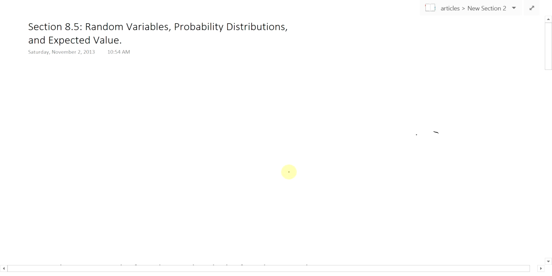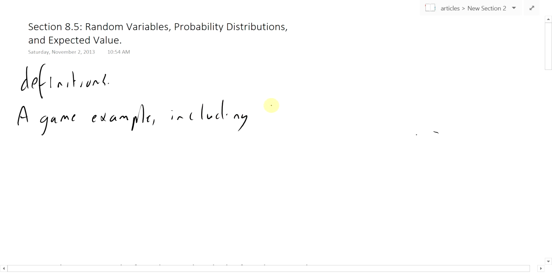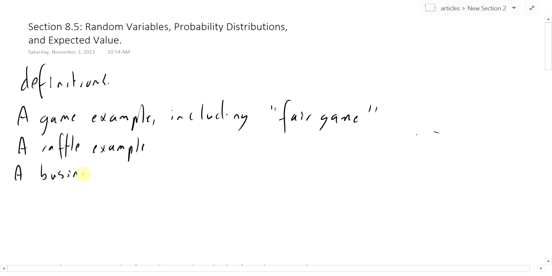Okay, so we're going to finish off Chapter 8 with random variables, probability distributions, and expected value. So, in this video, we will do definitions, a game example, which will include what is meant by a fair game, and then a raffle example, and a business decision example.